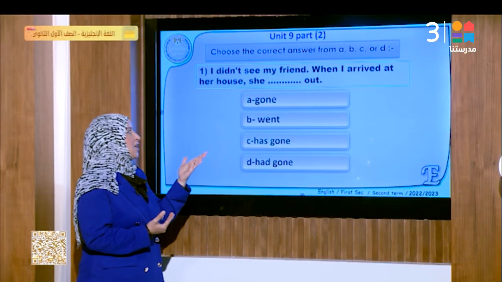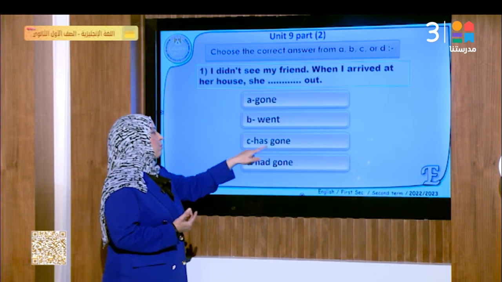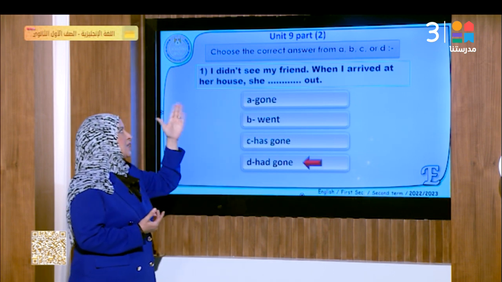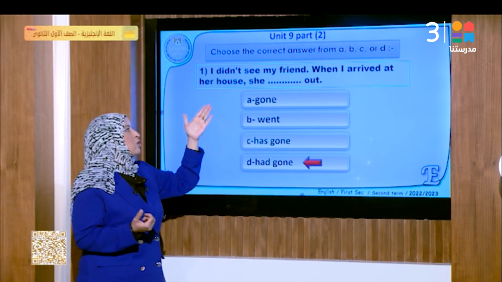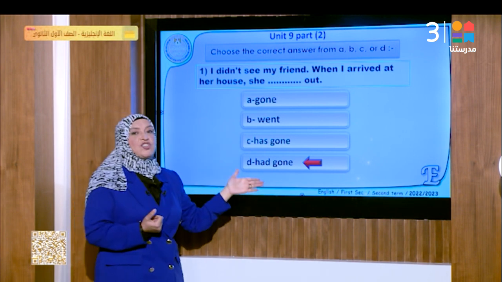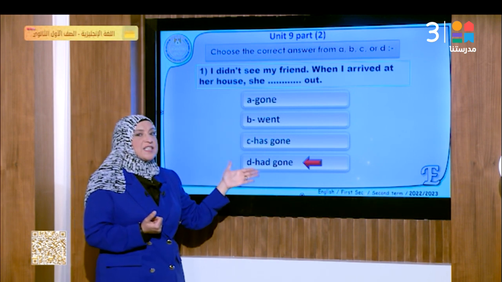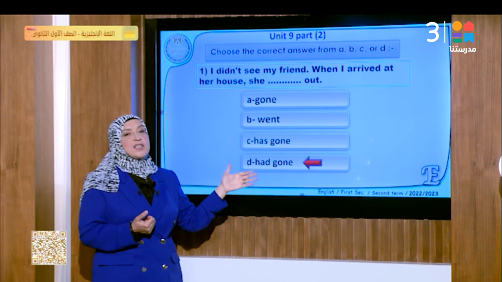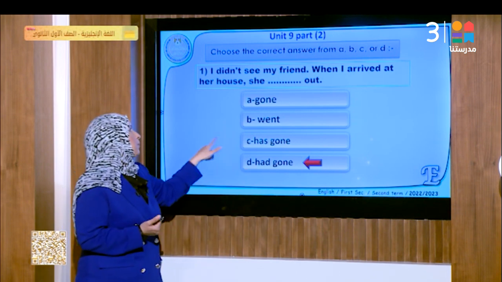So I didn't see him. So this is the action which happened first. I didn't see my friend. Why? Because when I arrived, she had gone. She had gone. This is the first action, so we use it in the past perfect tense.